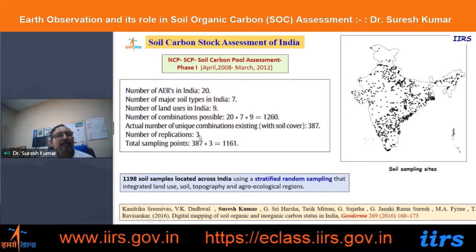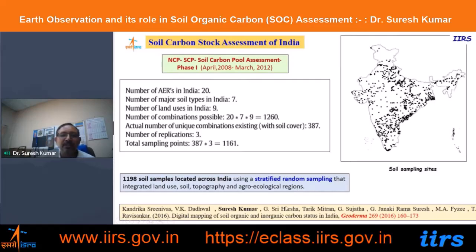And we took 3 replications. On the basis of that, 1161 soil samples were used, and based on that we estimated the soil carbon stock of the country. Although we took nearly 1,200 soil samples, some were not considered. The soil samples were taken based on stratified random sampling.